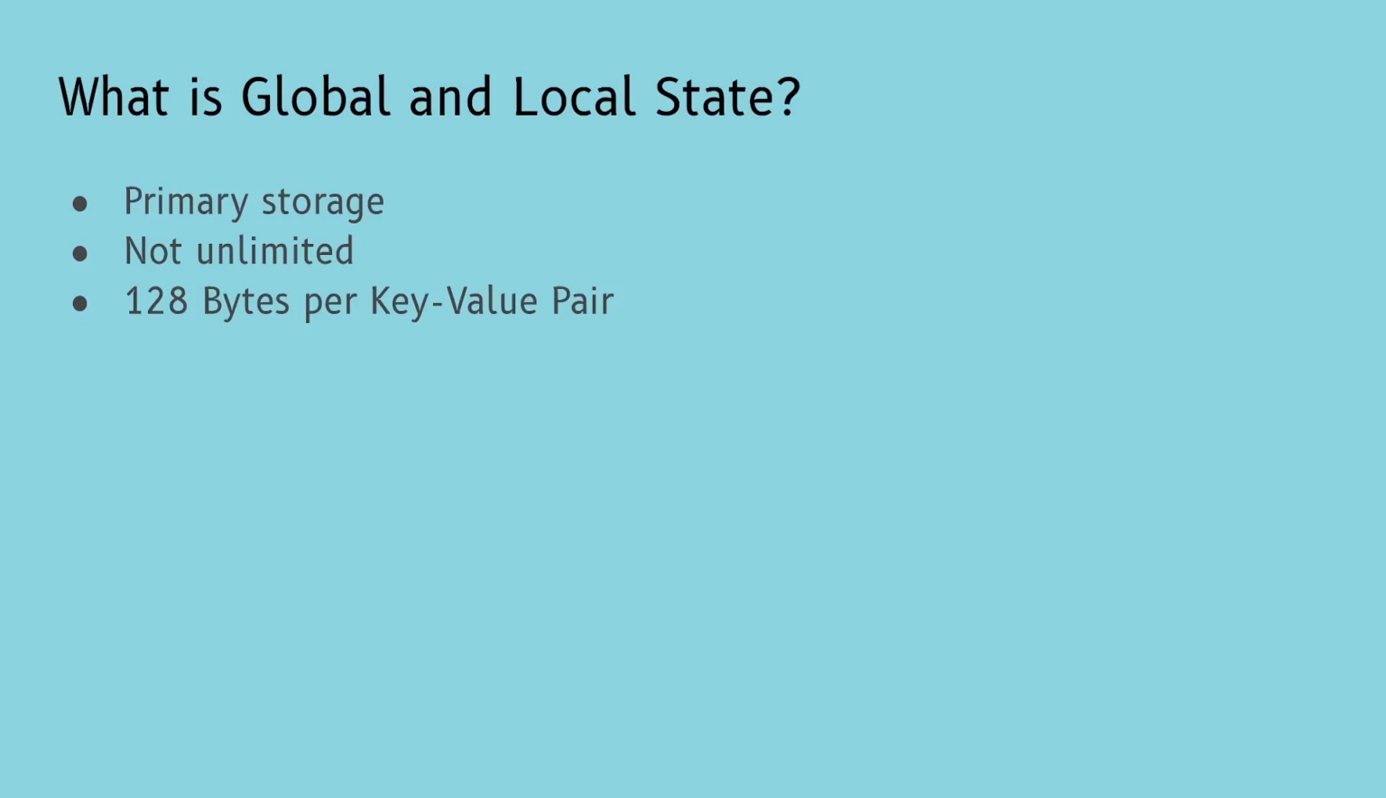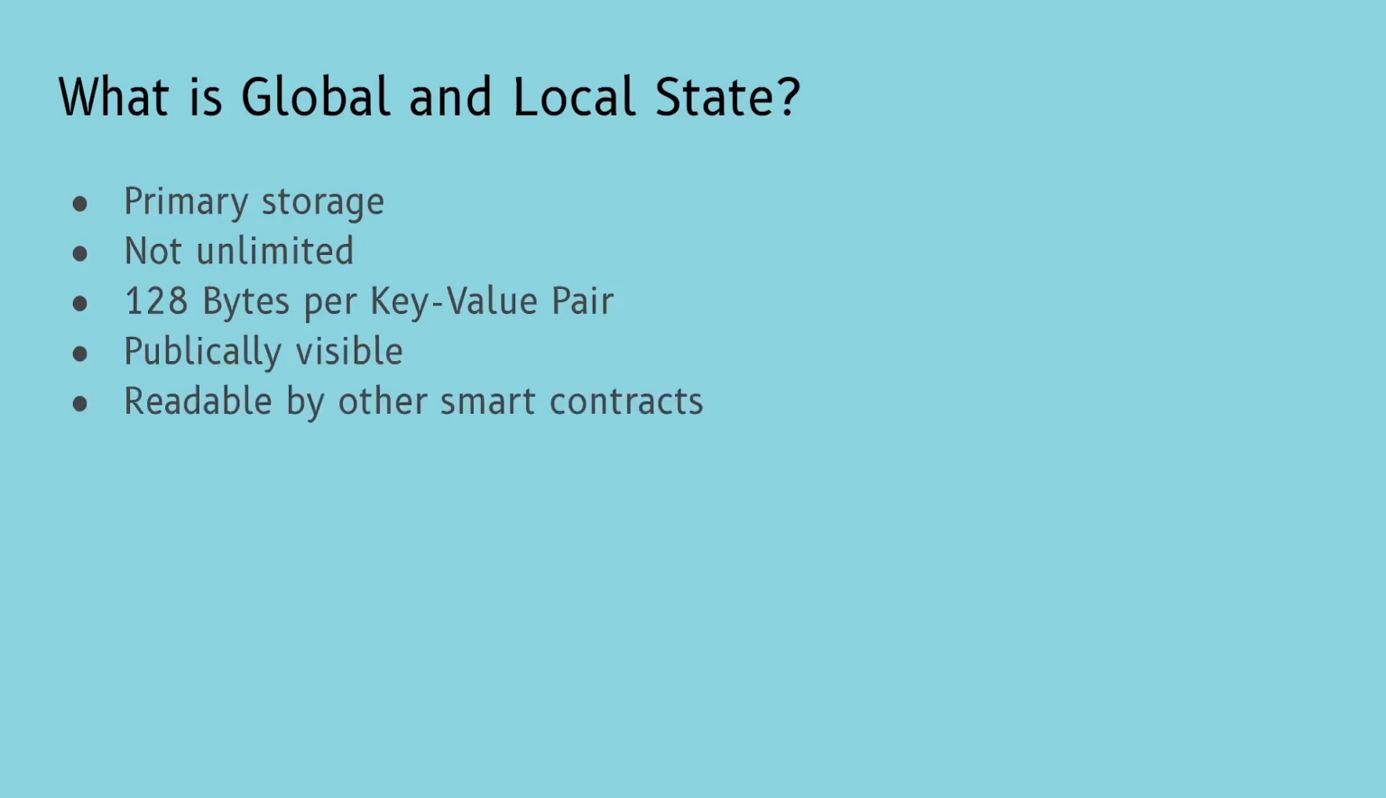Both global and local states are made up of key value pairs, where the key is limited to a maximum of 64 bytes, and the key plus the value totaling up to no more than 128 bytes. All data stored in global or local state is publicly visible, so should not be used for private or confidential data. However, this also allows one smart contract's global or local state to be readable by all other smart contracts.